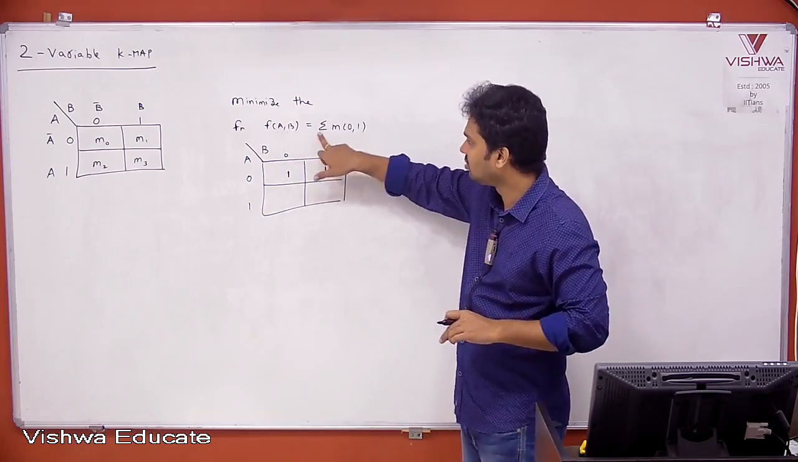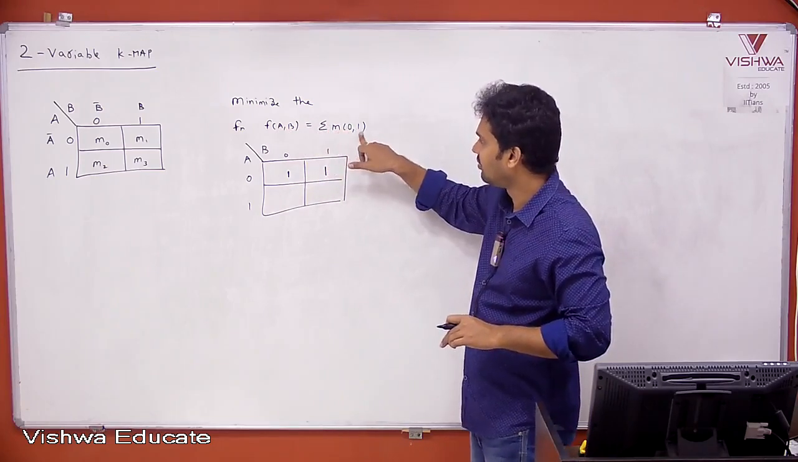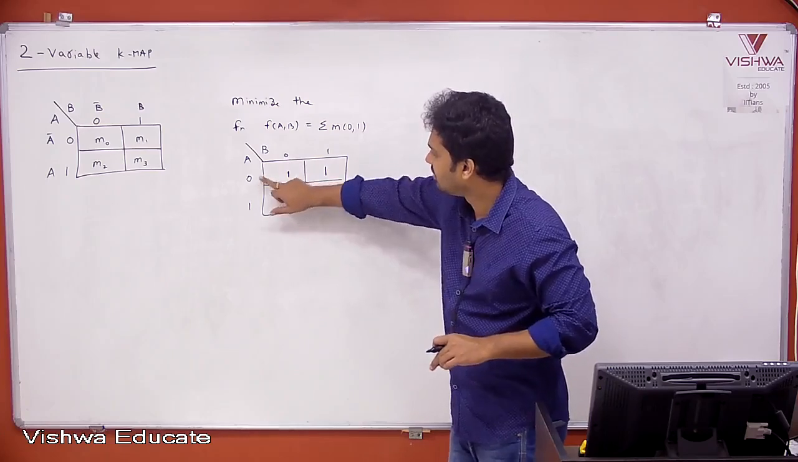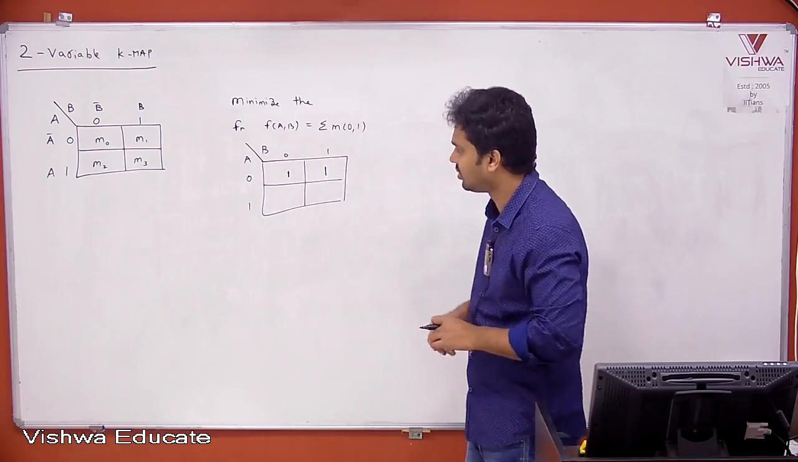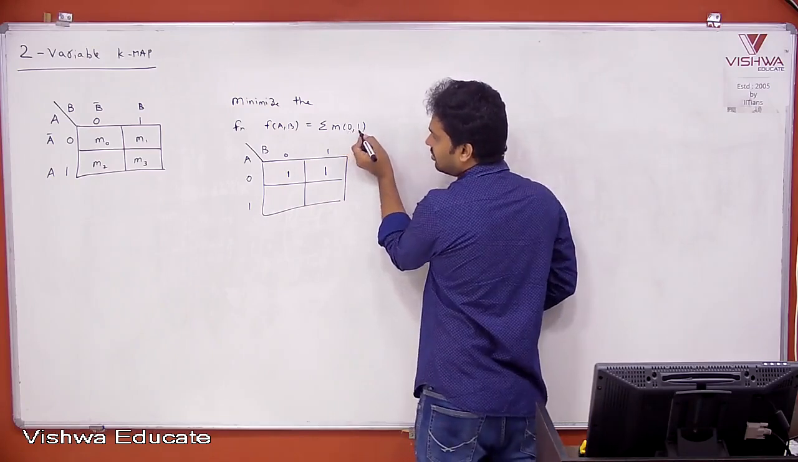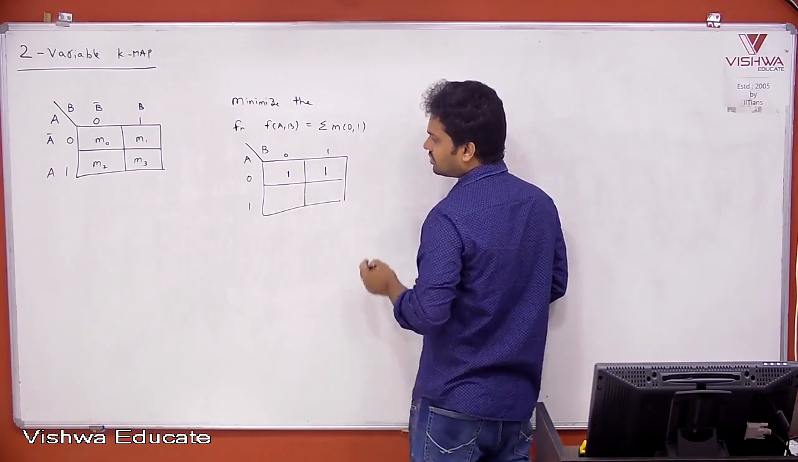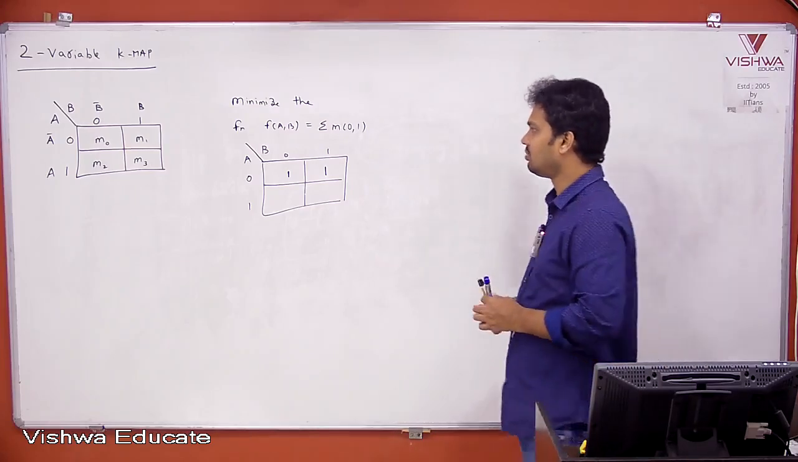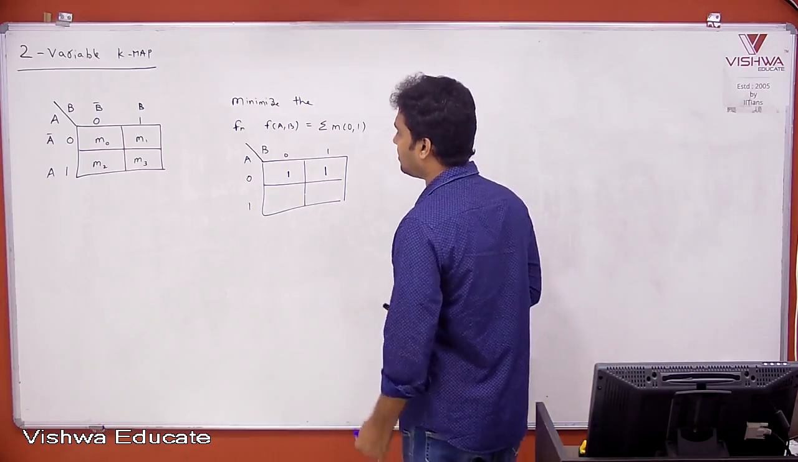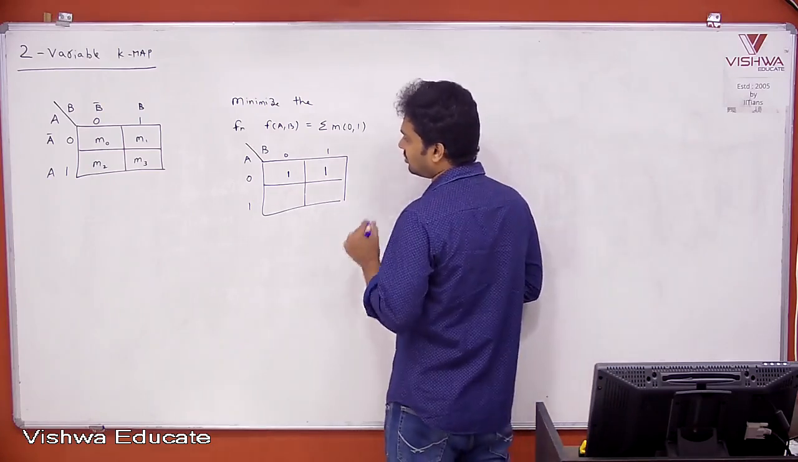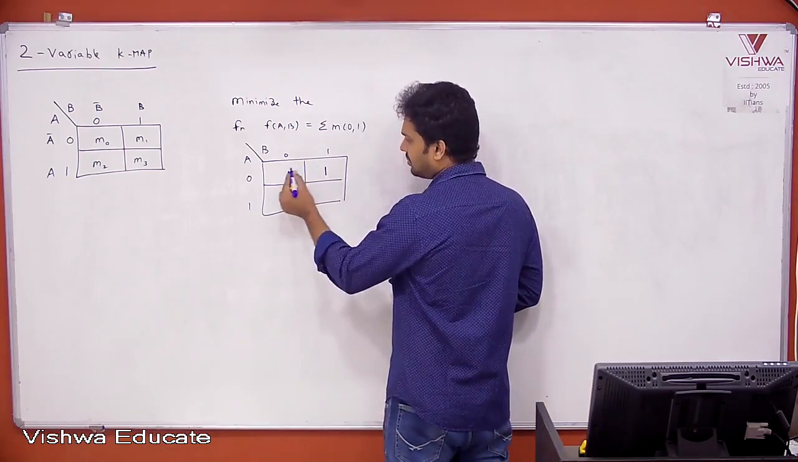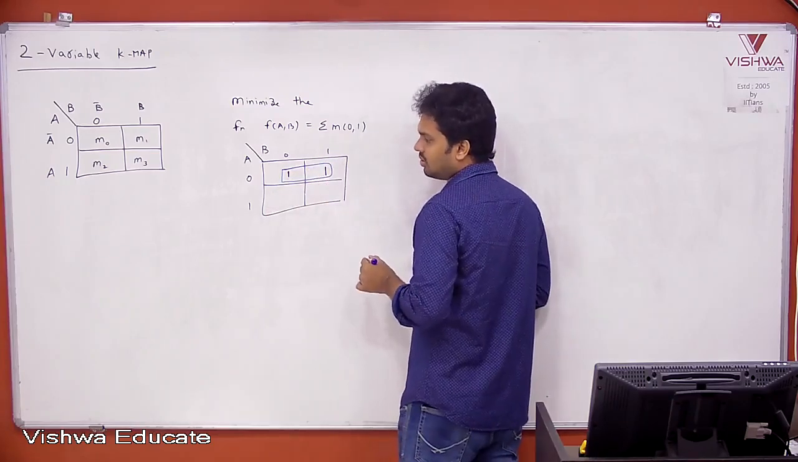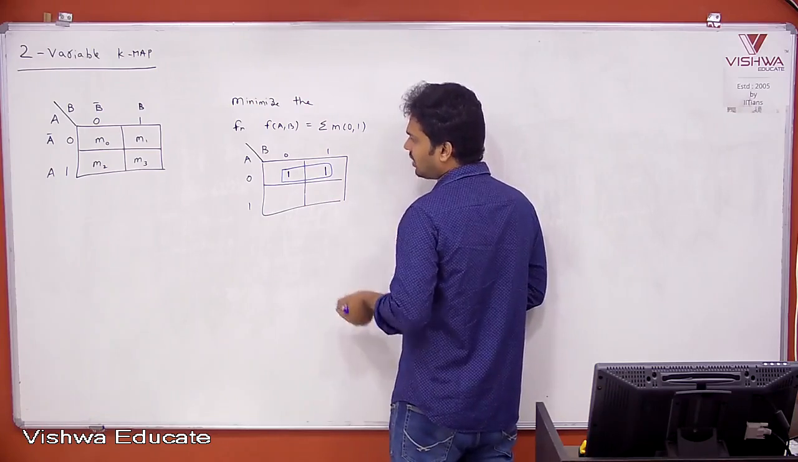F of AB equal to sum of the minterms 0 and 1. Okay. So in place of 0, 0, we should give output 1. In place of 0, 1, we should give output 1. Okay. So minterm 0, minterm 1. Minterm 0 and minterm 1 are ones. Now how to minimize this expression? In general Boolean algebra, we can write the A bar B bar plus A bar B. We can do it. Here I told you quad is not possible. Pair is possible. Go for a pair.